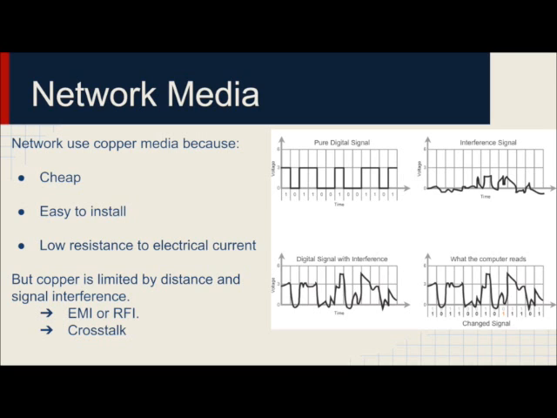Electromagnetic interference or radio frequency interference are signals that can distort and corrupt the data signals being carried by copper media. On the other hand, there is crosstalk. Crosstalk is a disturbance caused by the electric or magnetic fields of a signal on one wire to the signal in an adjacent wire. In the image, we can see the interference of the different types of signal.